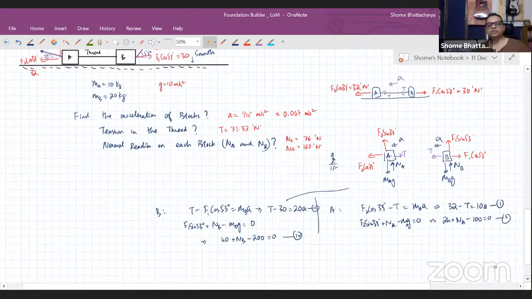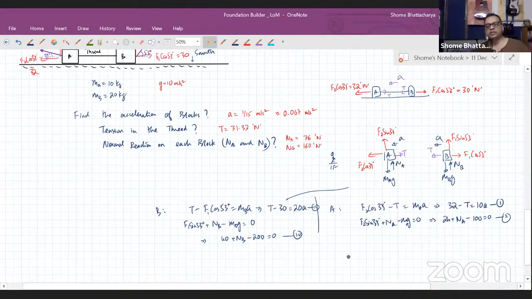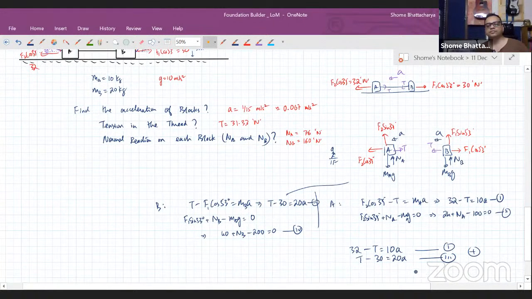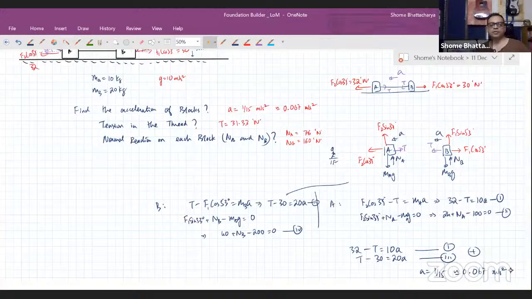Now what we do is solve equations 1 and 3. So 32 minus T is equal to 10A. That's your equation 1. And the equivalent equation here is T minus 30 is 20A. That's your equation 3. Add these two equations, you will get acceleration equal to 1 by 15, or 0.067 meters per second square. Then substitute that in either of these equations.